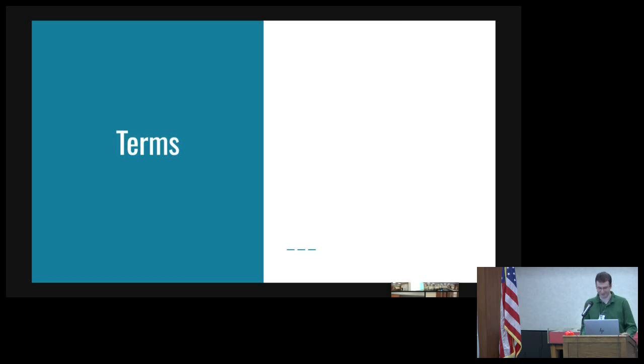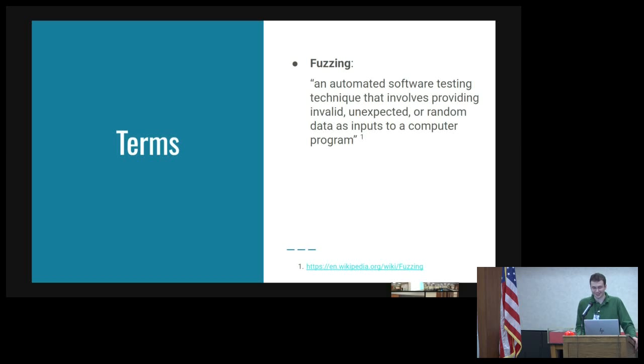Some terms. Fuzzing, according to Wikipedia, so take it with a grain of salt, is an automated software testing technique that involves providing invalid, unexpected, or random data as inputs to a computer program. I first came across this in fuzzing PHP code. Any code that you provide to PHP, if it's invalid, should result in an error being thrown rather than the PHP program having a segmentation fault.